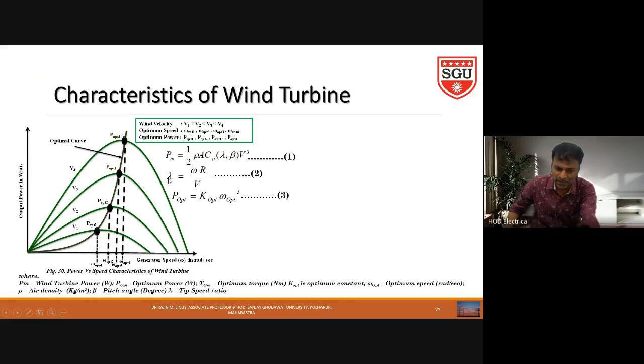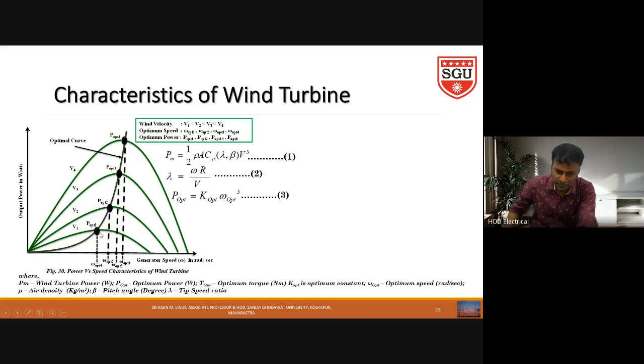If lambda is optimum, automatically Cp, the power coefficient, is optimum. Cp is nothing but the efficiency of the wind turbine, the ratio between output and input. Once again I repeat, for a particular wind velocity, assume V1, the wind velocity is constant. The radius is also constant all the time. Therefore, lambda is directly proportional to omega.